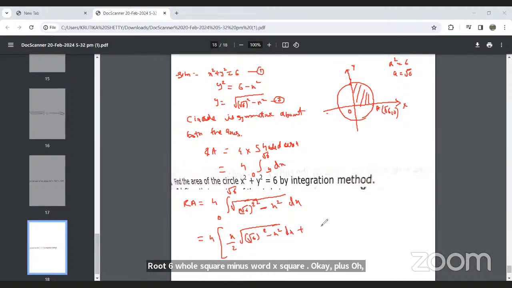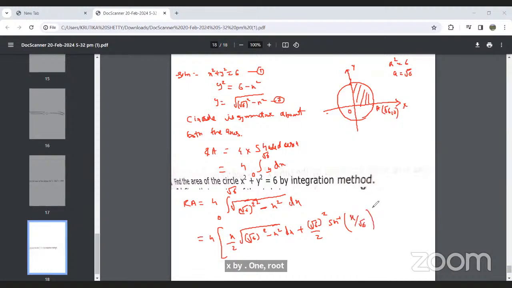Plus a square by 2. See, in place of a square we have root 6, so root 6 square upon 2 into sine inverse x by a. So it will be x upon root 6. Okay, under the limits what will it be? 0 to root 6.